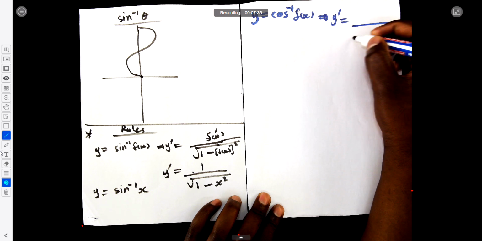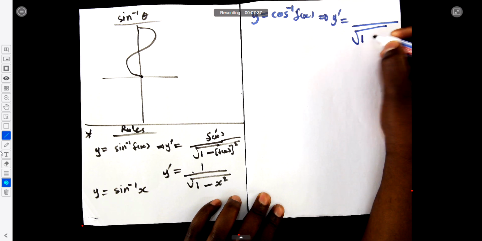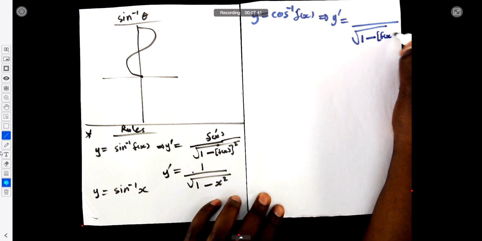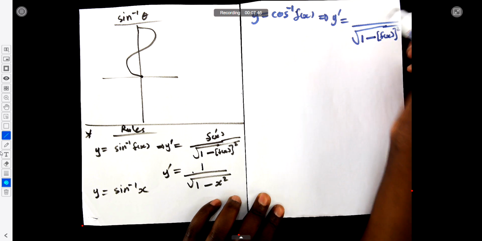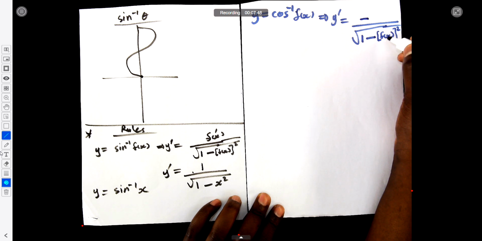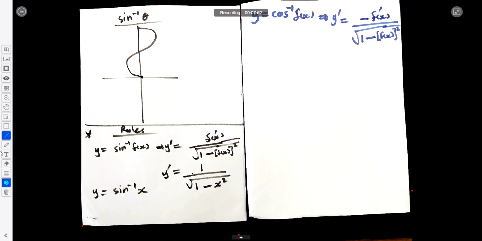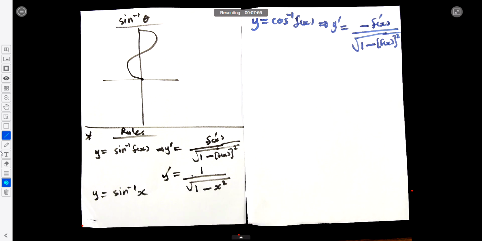Same thing. In the square root, we'll have 1 minus the function which was inside the arc cos, and it must be all squared underneath the root. In the numerator, we're going to multiply by the negative derivative of f of x. So we're going to have negative f prime of x.